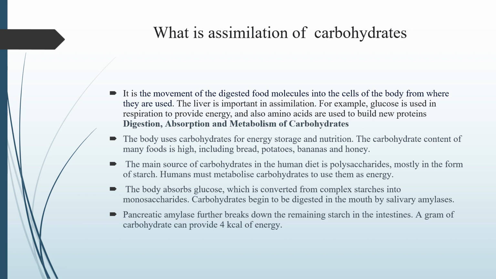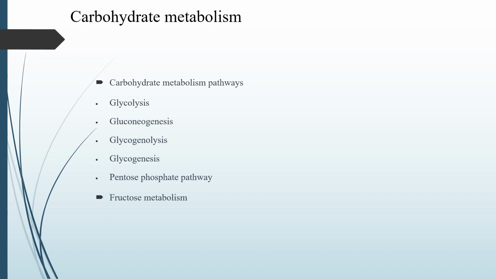The body absorbs glucose, which is converted from complex starches into monosaccharides. Carbohydrates begin to be digested in the mouth by salivary amylase. Pancreatic amylase further breaks down the remaining starch in the intestine. A gram of carbohydrate can provide 4 kilocalories of energy. Carbohydrate metabolism involves the following pathways: glycolysis, gluconeogenesis, glycogenolysis, glycogenesis, pentose phosphate pathway, fructose metabolism.